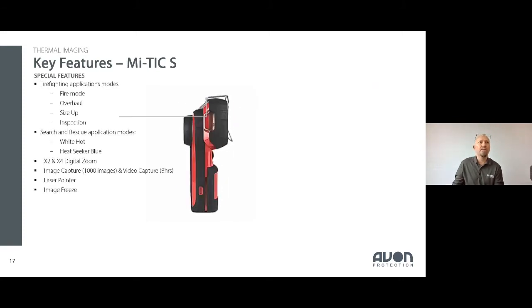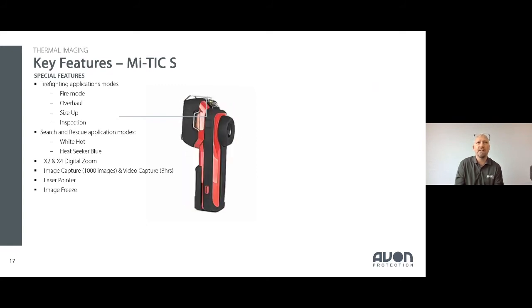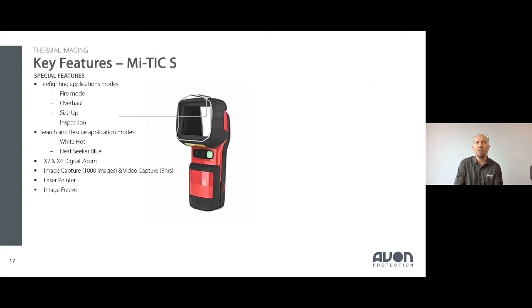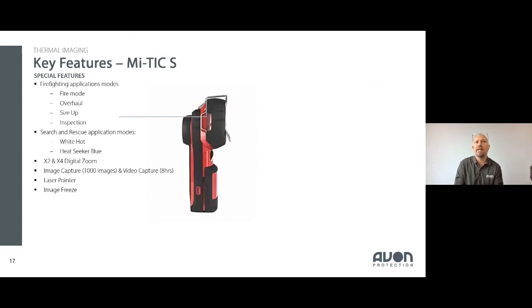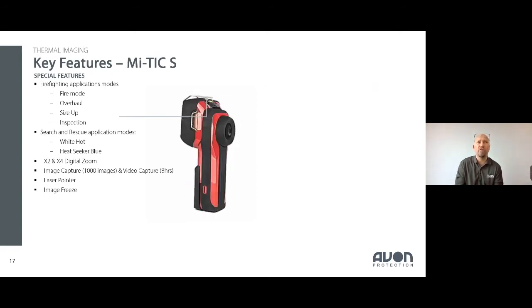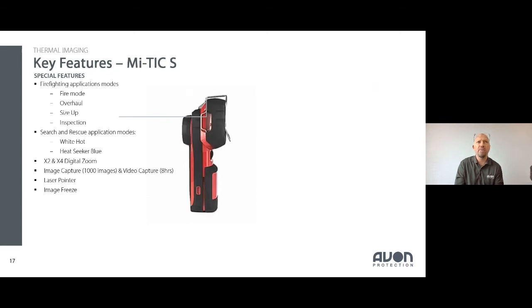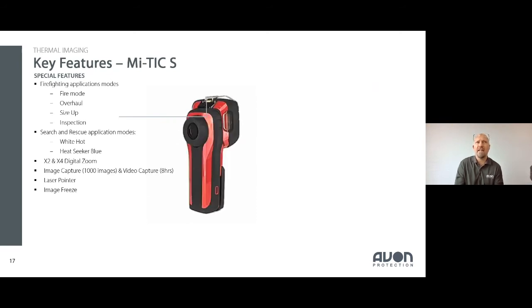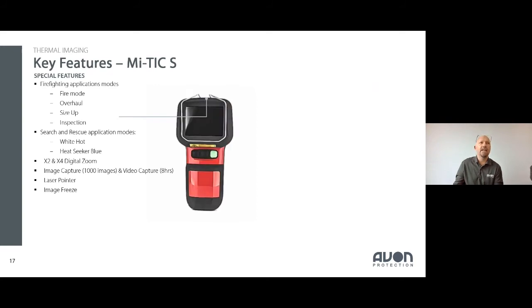So I'll just whistle through the key features. We have several application modes. There's actually 6: fire mode, overhaul, size up, inspection, and I'll go through this in a bit, white hot and heat seekers. So we'll look at those. We've got 2 and 4 times digital zoom, image capture, so thousands of image stills, and depending on the size of SD card that we put in the camera, it can give you up to 16 hours of video. And of course, if you're running black box, that just records all the time. We've got a laser pointer on the S and image freeze.